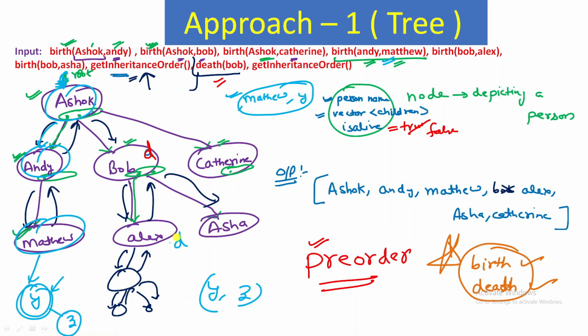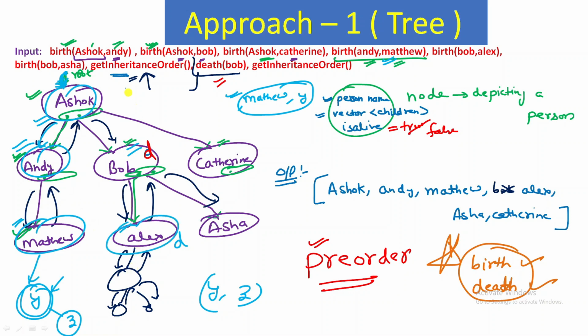Okay, is alive equal to, let's say, death. Then what I have to do is start from the root and search this entire tree to find where this Alex is. I have to search like Ashok, then Andy, then Matthew. Okay, then again I will come, then Bob. Okay, then Alex. Then I have found it.